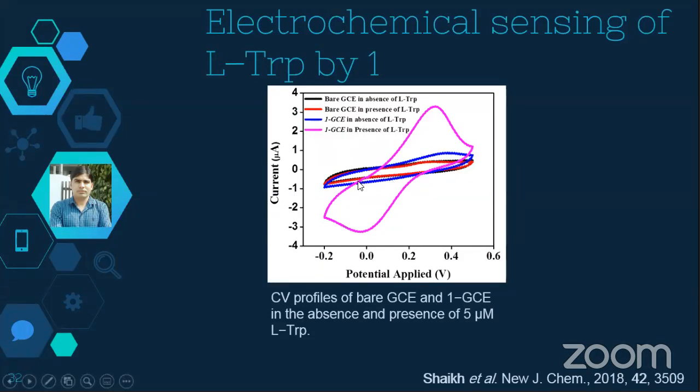The cyclic voltammogram is slightly increased, but when you add L-tryptophan to this phosphate buffer and use the glassy carbon electrode modified with our copper complex, you can see so much increase, about 3 to 4 times enhancement in the current, by applying a certain potential to the electrochemical setup. We found that this electrode is sensing L-tryptophan very specifically through electrochemical sensing also.